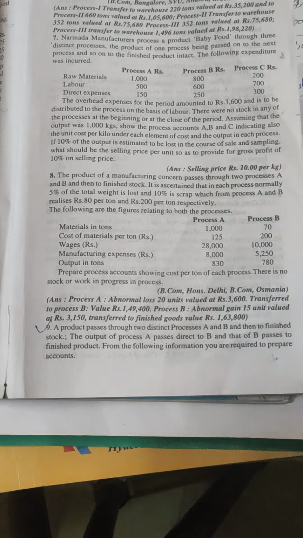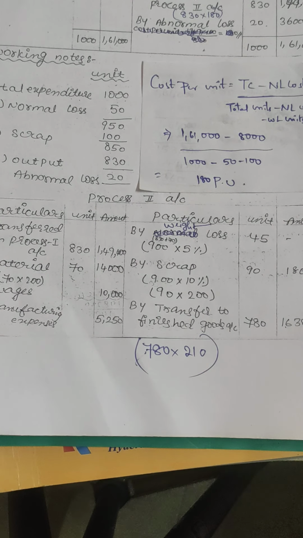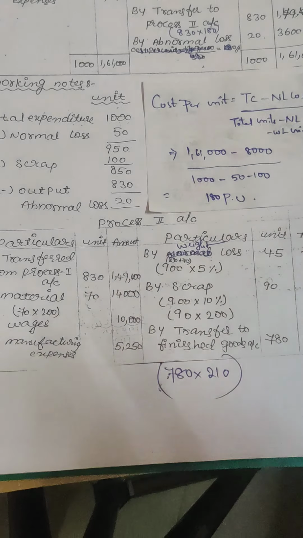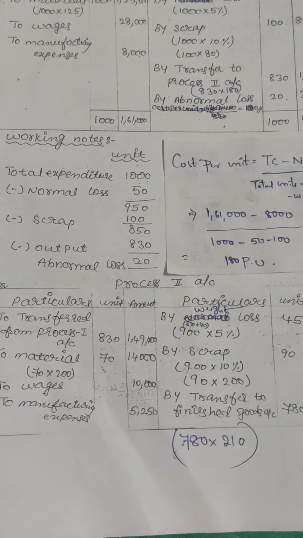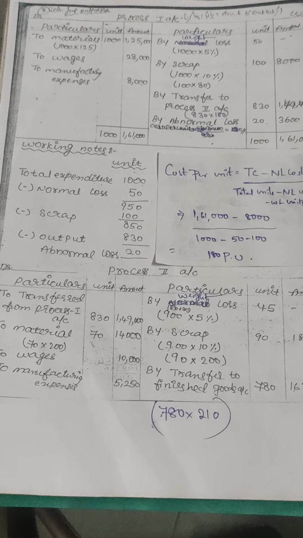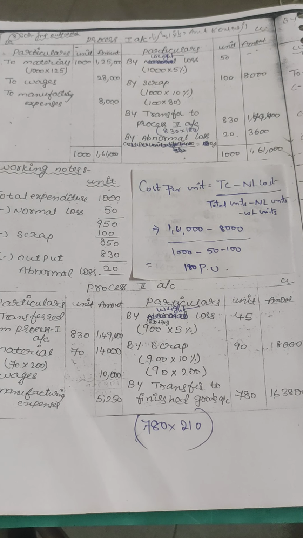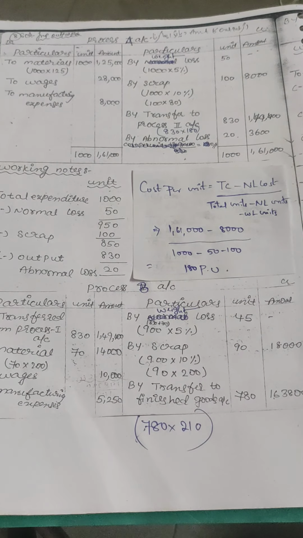So now we will see the problem. So now solution we will see. You can take a screenshot if you want. Now process A account, and then here process B account.